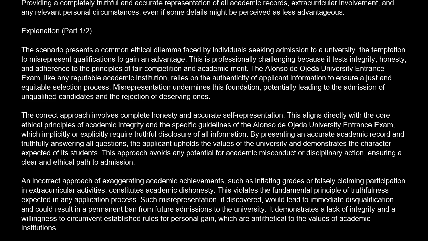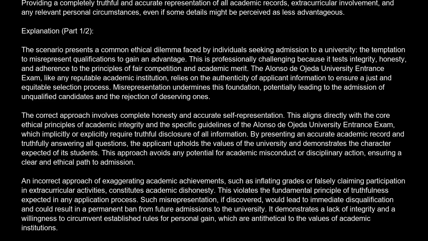By presenting an accurate academic record and truthfully answering all questions, the applicant upholds the values of the university and demonstrates the character expected of its students. This approach avoids any potential for academic misconduct or disciplinary action, ensuring a clear and ethical path to admission. An incorrect approach of exaggerating academic achievements, such as inflating grades or falsely claiming participation in extracurricular activities, constitutes academic dishonesty. This violates the fundamental principle of truthfulness expected in any application process.